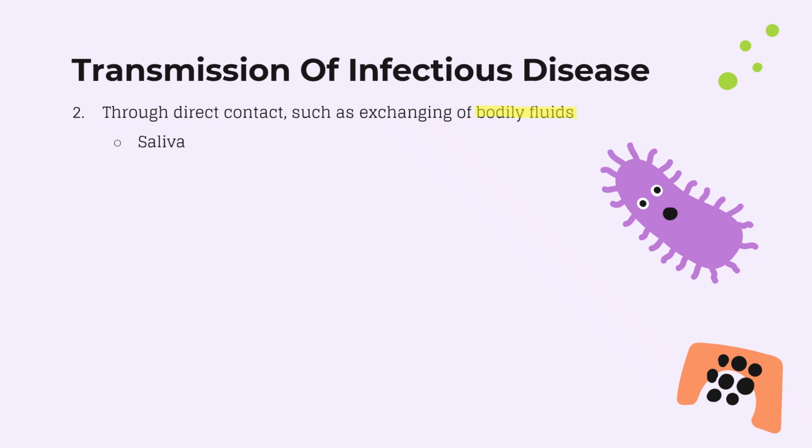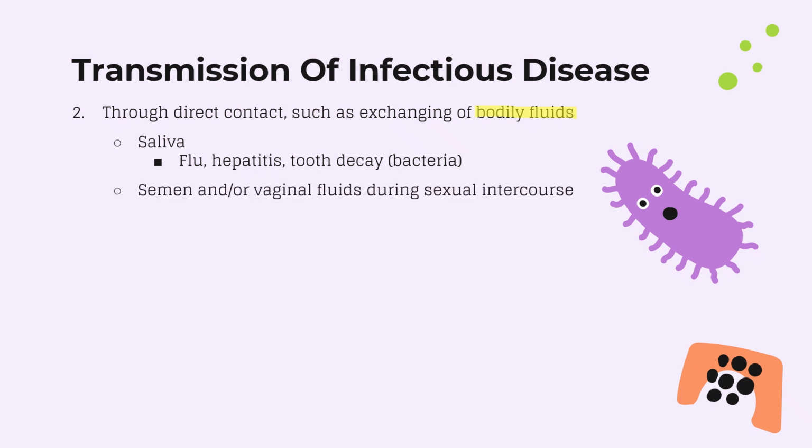Number one is through saliva. When individuals kiss, or when there is saliva exchange, diseases can be transmitted, of course. Some examples are flu, hepatitis, and even tooth decay. So be careful. Number two is through the bodily fluids during sexual intercourse. Semen, which is from the male, or vaginal fluids, which is from the female, when they are being exchanged from individual to individual, the person can be infected.